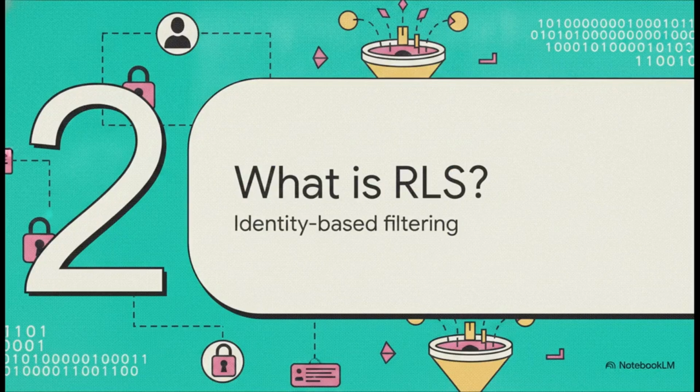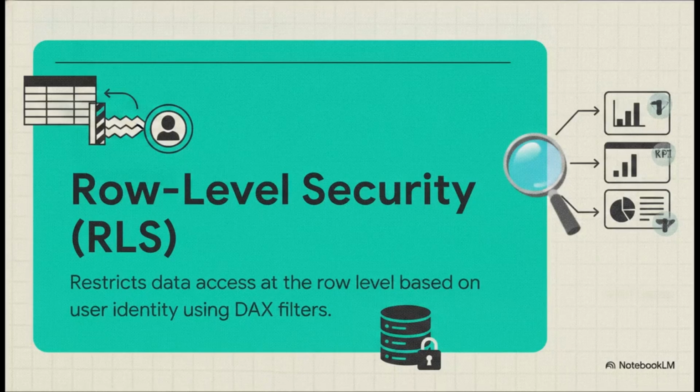Section 2. What is row-level security? Filtering data based on identity. Let's peel back the curtain and see what RLS actually does behind the scenes. Fundamentally, row-level security restricts data access at the row level. When a user opens a report, Power BI evaluates a DAX filter expression in the background, and then it filters the data set right at the source.